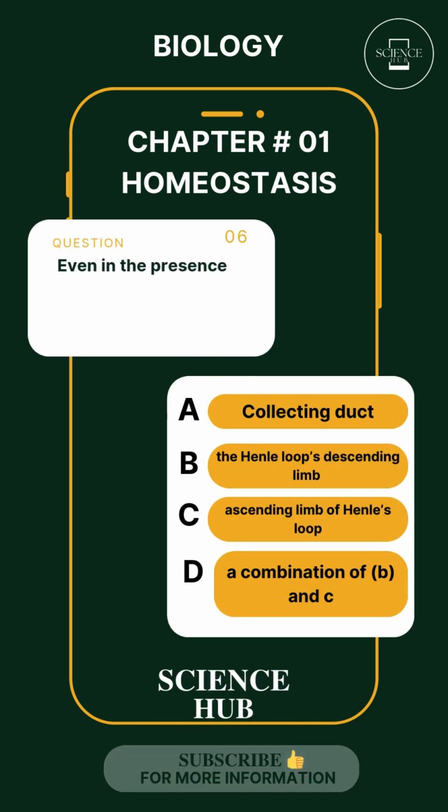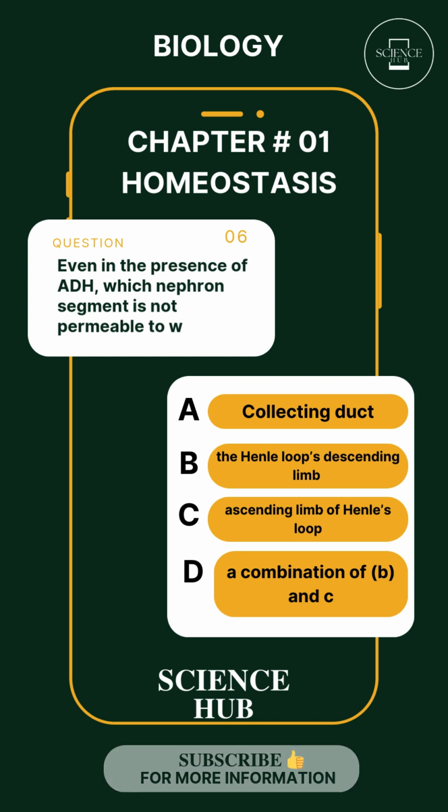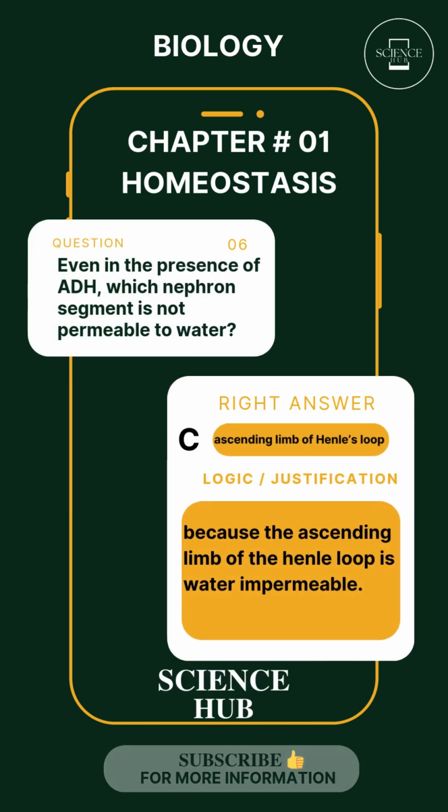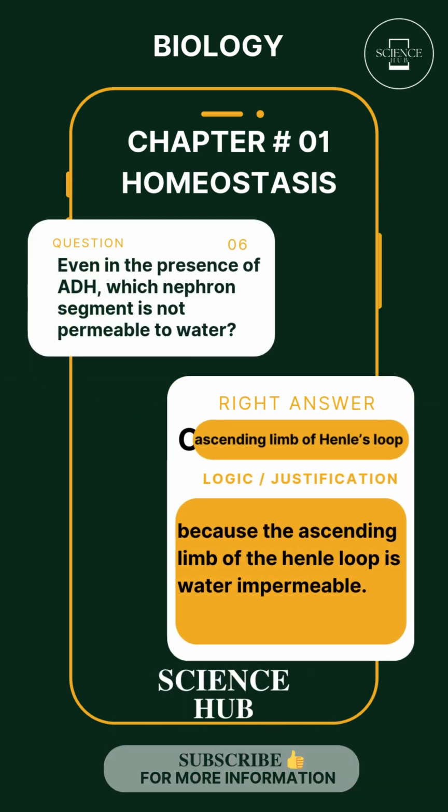Question number 6. Even in the presence of ADH, which nephron segment is not permeable to water? Option A, collecting duct. Option B, the Henle loop's descending limb. Option C, ascending limb of Henle's loop. Option D, a combination of B and C. The right answer is option C, ascending limb of Henle's loop.